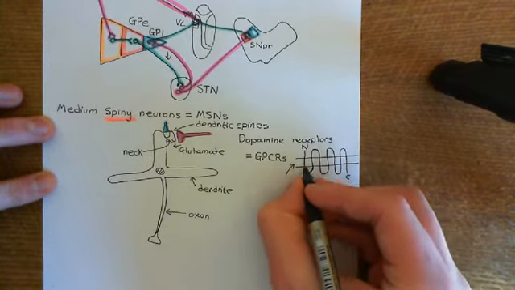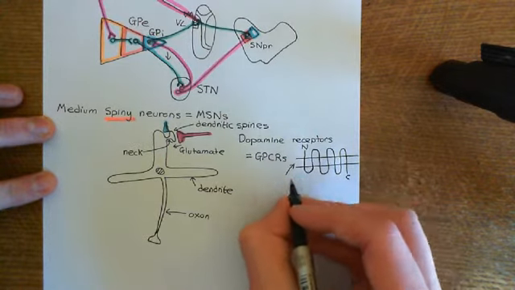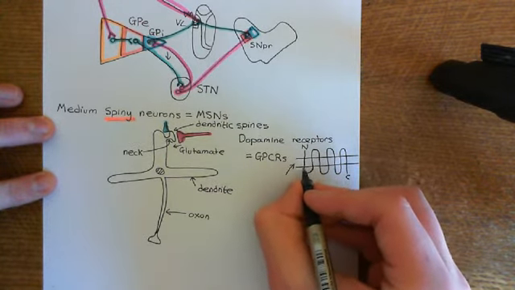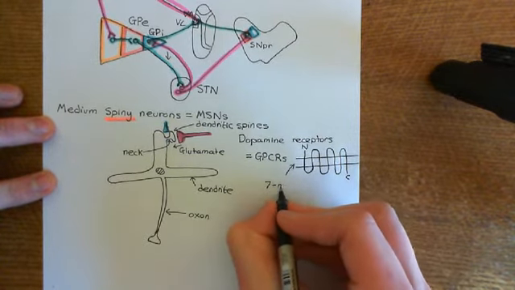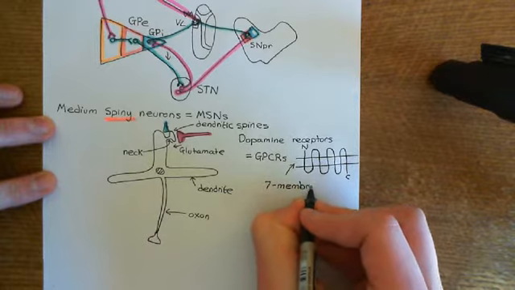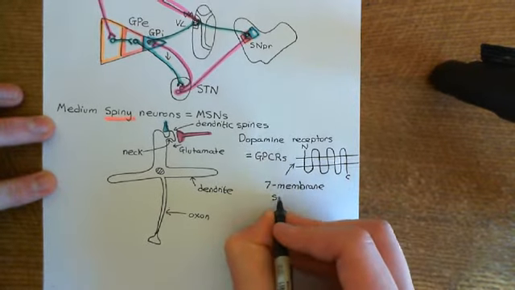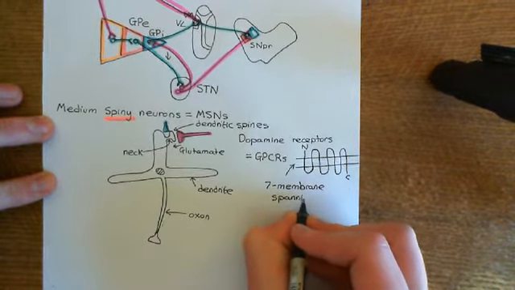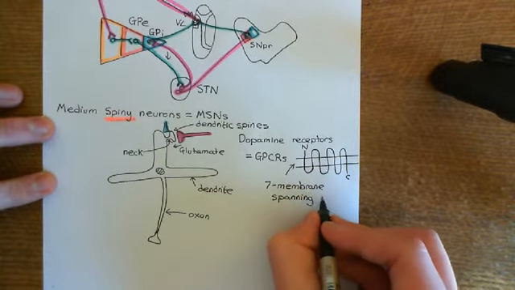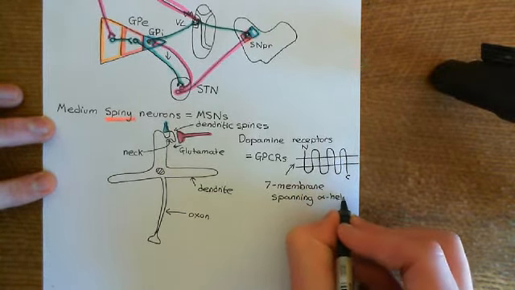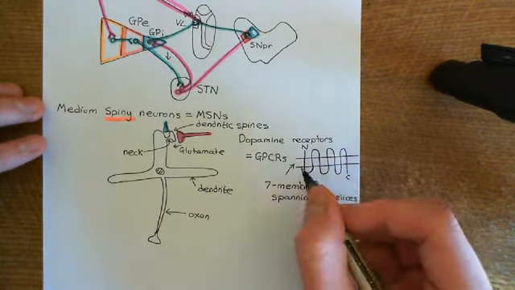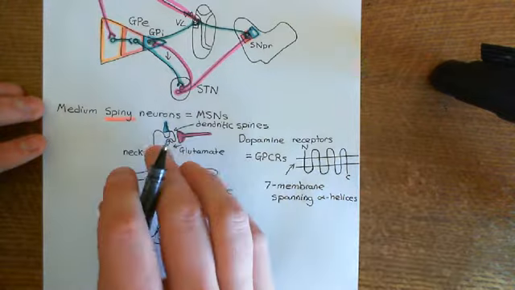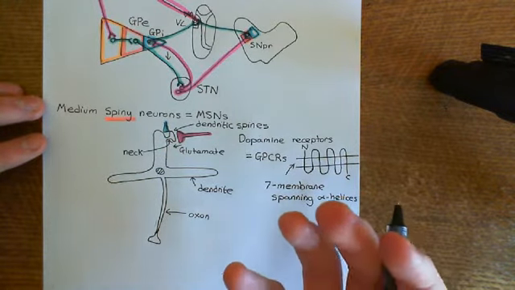These areas where you are crossing the cell membrane will really be alpha helices. I'm just too lazy to draw them as actual spring-like shaped things. So 7 membrane-spanning alpha helices, that's the key feature of all G protein coupled receptors. All dopamine receptors are G protein coupled receptors, so they all have this basic structure, and they're going to activate metabolic pathways inside the cell rather than ionic pathways.